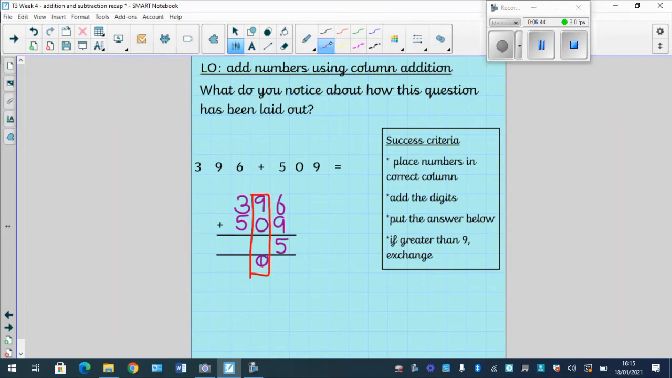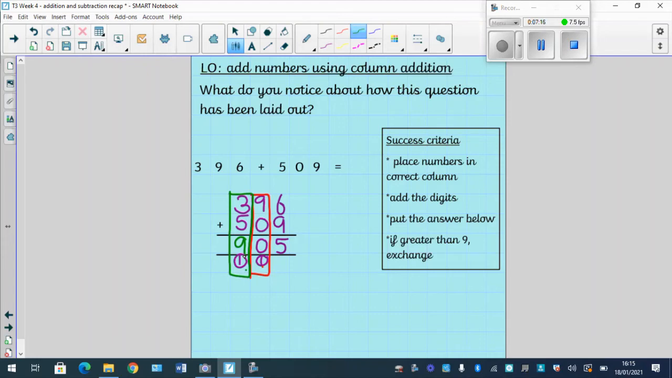So we put the 0 of 10 in here, and then we take that 1 ten and we put it below in the hundreds column, so we've exchanged it for 100. Next, we add up everything in the hundreds column. 300s and 500s is 800s, and then we add on one more 100, 900. 396 add 509 is 905.